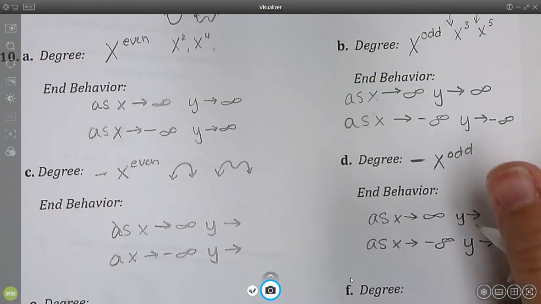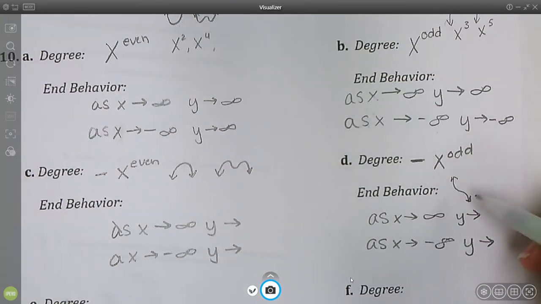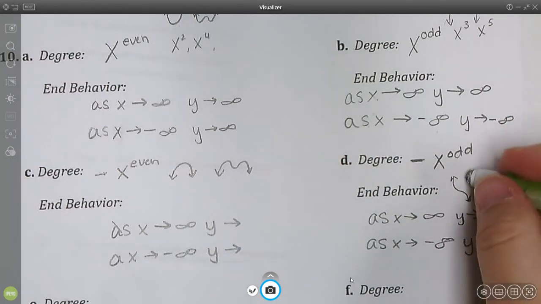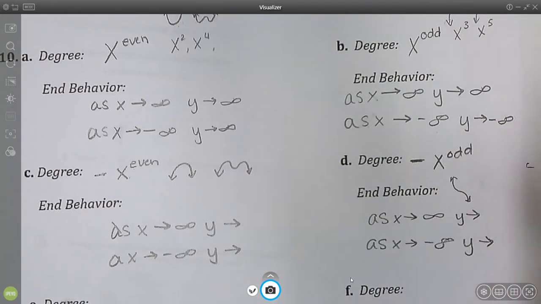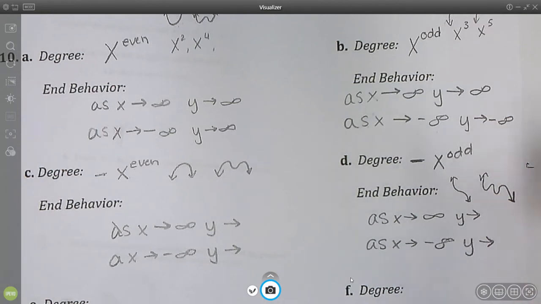And then this graph will look like, what am I doing? Odd. So it starts here and it comes down. So this would be x to the third. X to the fifth will look like this. Oops, no, it won't. Let me try that again. It'll look like this, or something like that. So any function that has an odd degree and it's negative, the end behavior will always look like this.